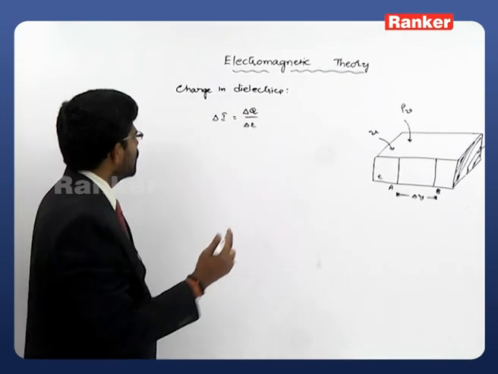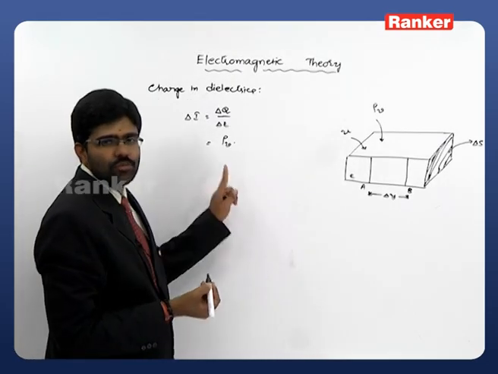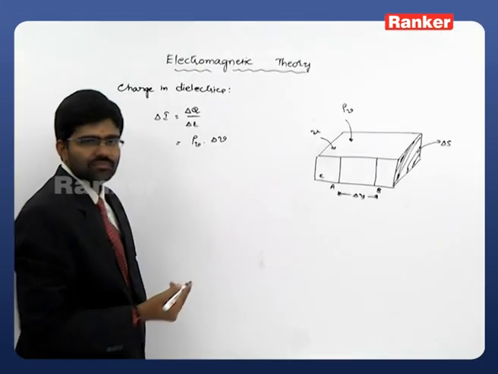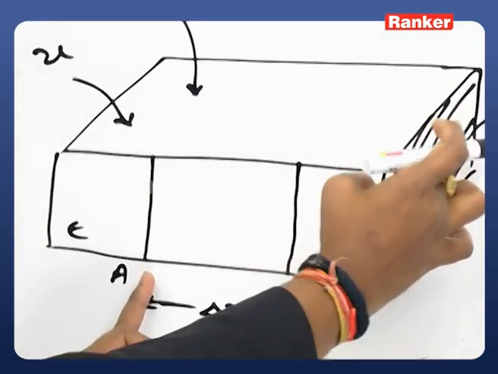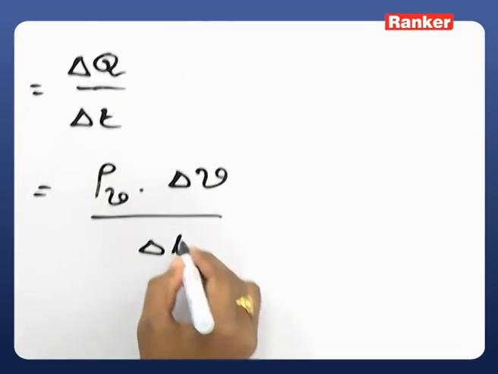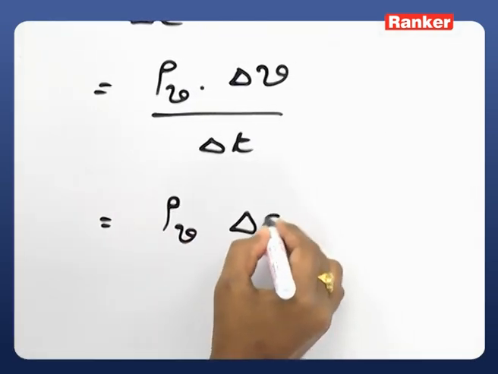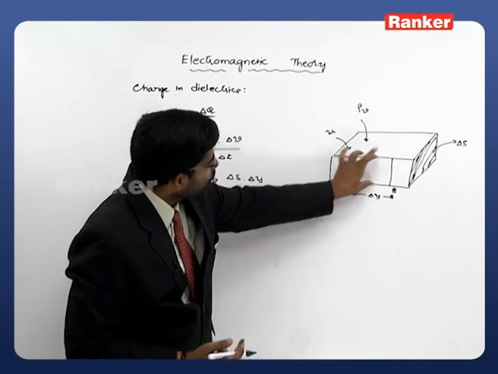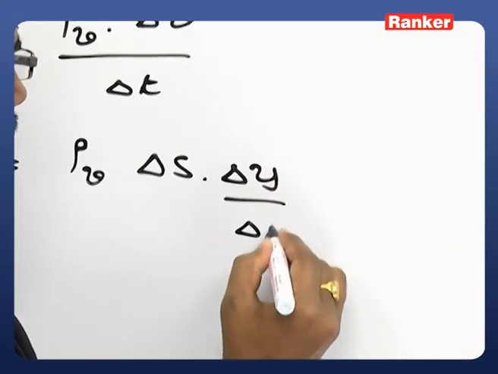This can be written as rho v, the volume charge density, multiplied with the differential volume, which I am considering as delta v. That differential volume is nothing but the volume occupied by the length multiplied with the differential surface. So I will replace this delta v with its equivalent, delta s multiplied with delta y, the differential volume for this particular small part, divided by delta t.